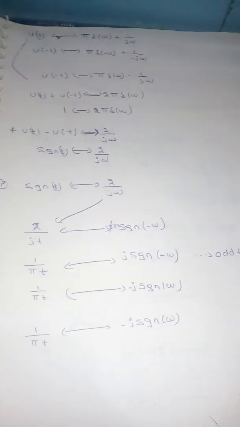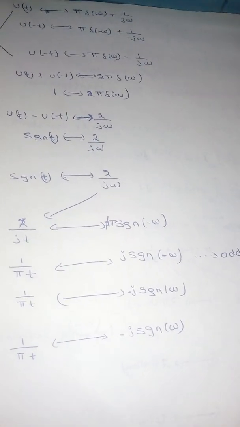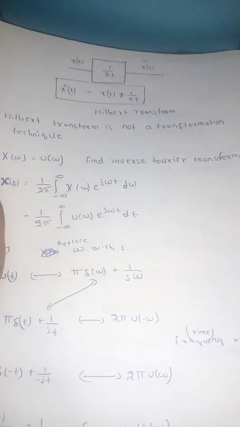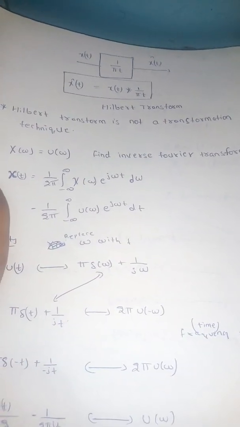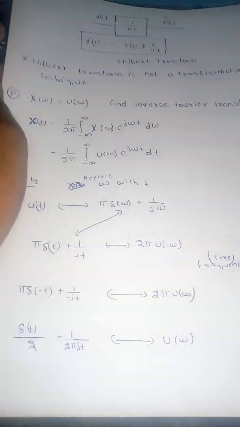And we have signum t Fourier transform is 2 by j omega. 1 by pi t Fourier transform is minus j sgn of omega. If x of t is convolved with 1 by pi t, we get the Hilbert transform. Hilbert transform is not a transformation technique.